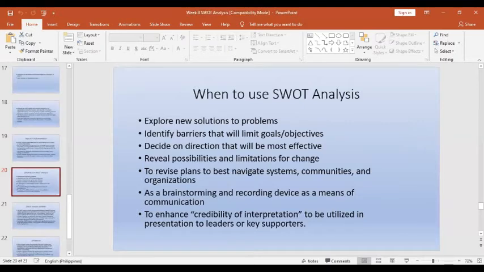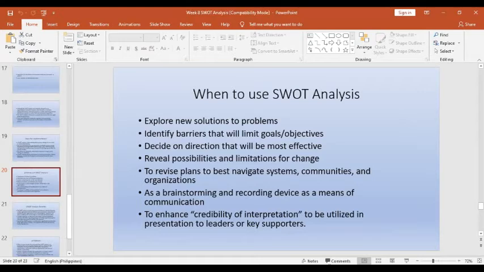So when do we use the SWOT analysis? The SWOT analysis can explore new solutions to problems. Yes, because you cannot solve a problem without analyzing a lot of things. In order to solve a problem or an issue, we have to analyze the situation and look forward, so we can identify plans on how to solve the issues. The SWOT analysis also identifies the barriers that will limit the goals and objectives.